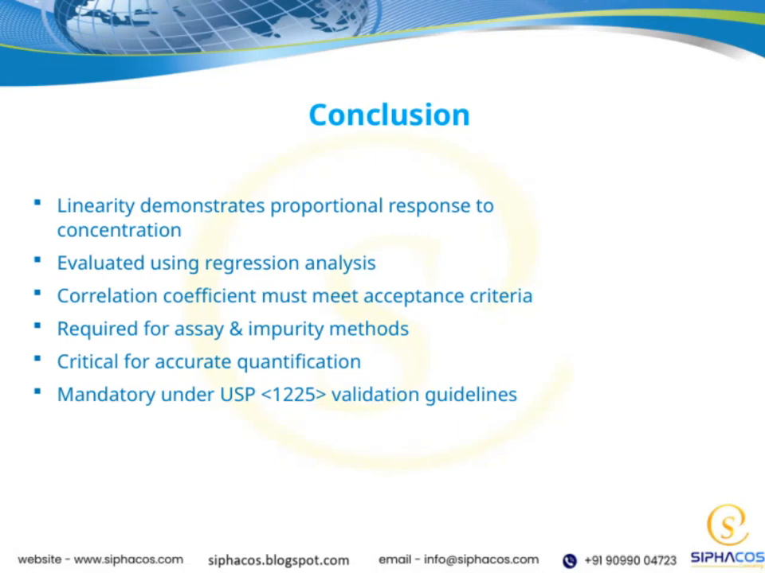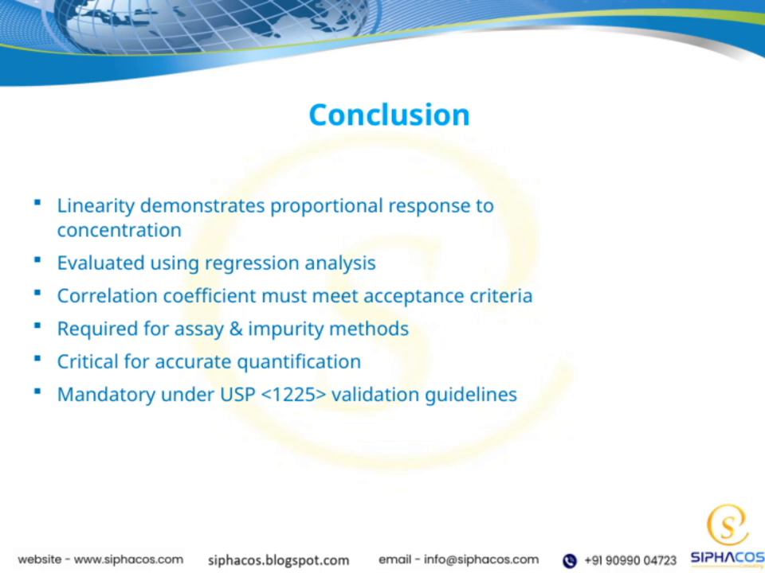Essentially, linearity shows us that the response from our assay is proportional to the concentration we're testing. This is crucial because it means our method gives consistent and predictable results across a range of concentrations. We evaluate this proportional response using regression analysis, which helps us determine how well our data fits a straight line. A vital part of this is the correlation coefficient. It must meet specific acceptance criteria to confirm the method's linearity.